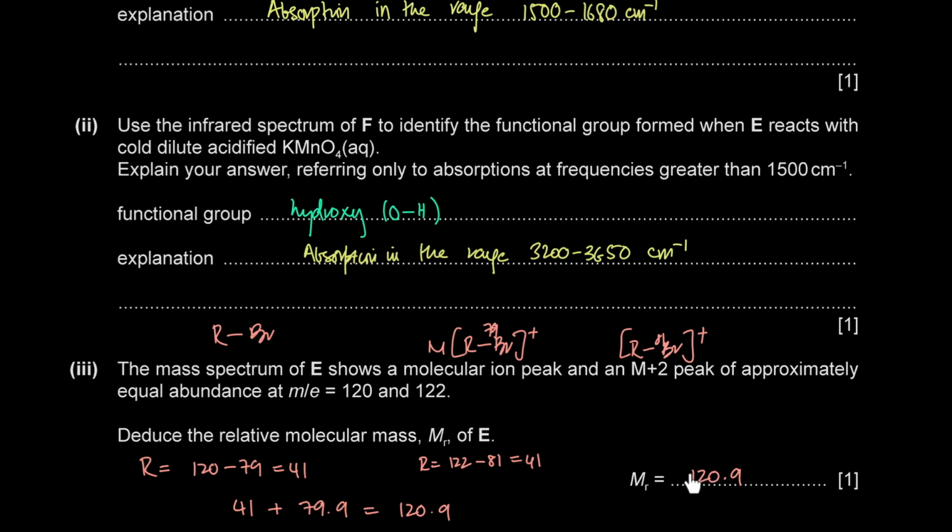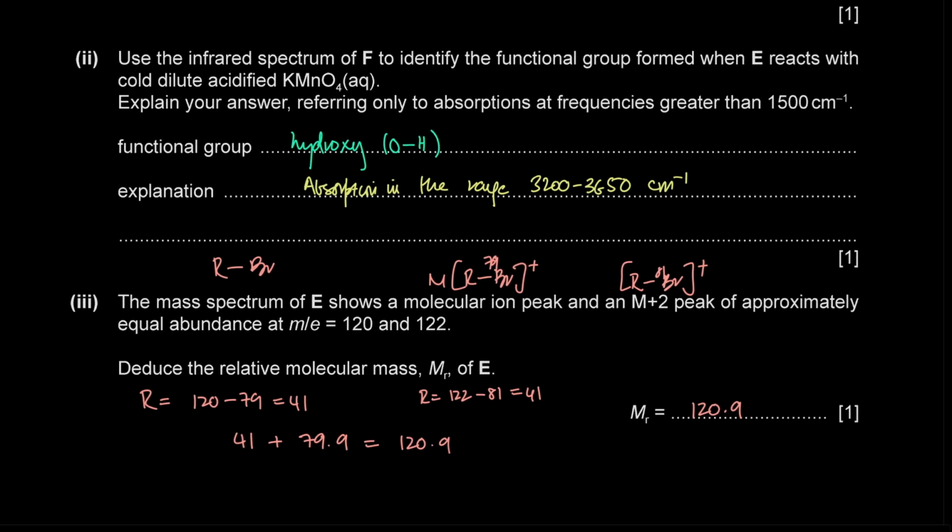The Mr is the weighted average mass of a molecule relative to 1/12 the mass of an atom of carbon-12. Since it's a weighted average mass, we have to use the relative atomic mass of bromine, so we can't use the relative isotopic masses. The relative atomic mass of bromine from the periodic table is 79.9, which gives us an Mr of 120.9.